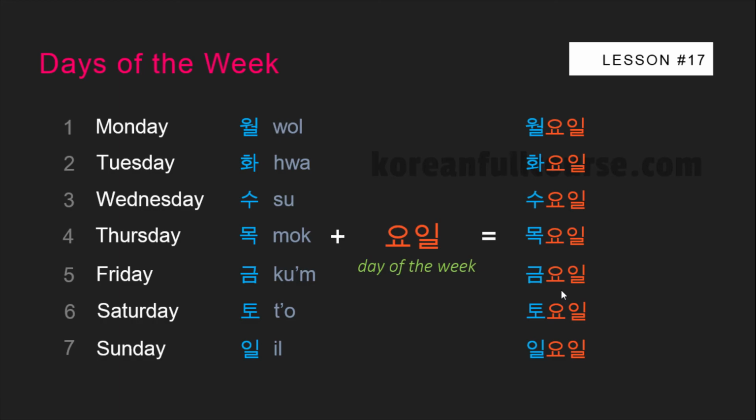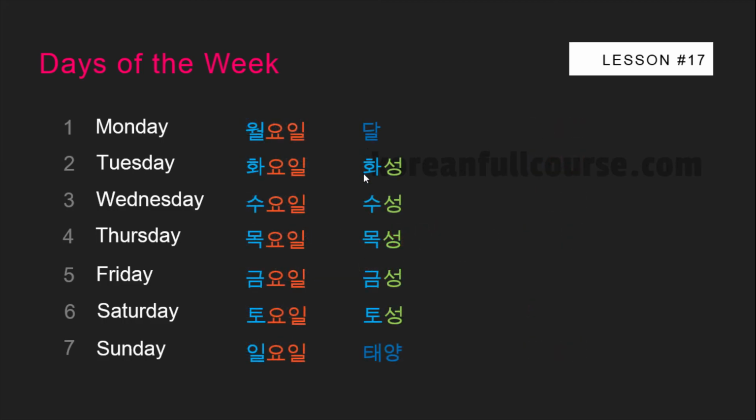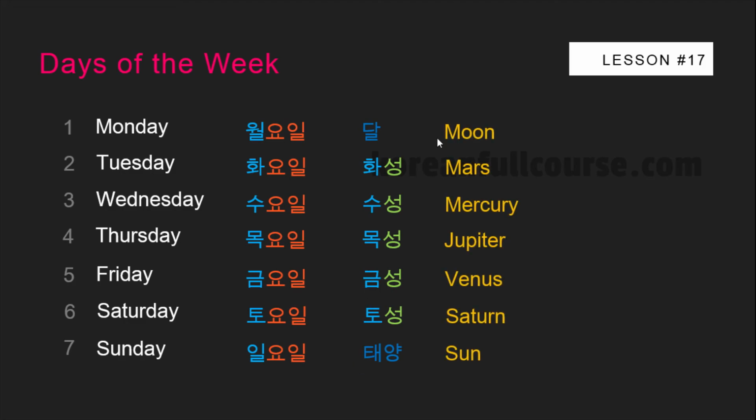Before we continue, let me explain the meaning of these syllables. Names of the days of the week in Korean are related to the Roman Empire. They are derived from the names of the planets. 달, 화성, 수성, 목성, 금성, 토성, 태양. Moon, Mars, Mercury, Jupiter, Venus, Saturn, and Sun.